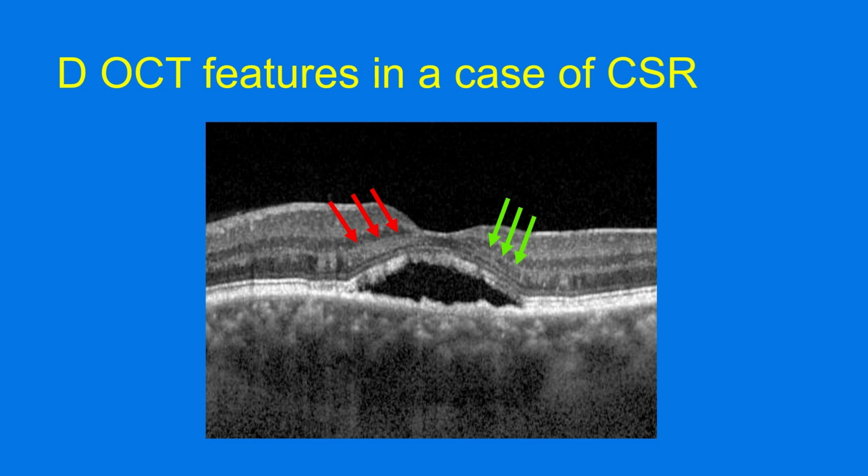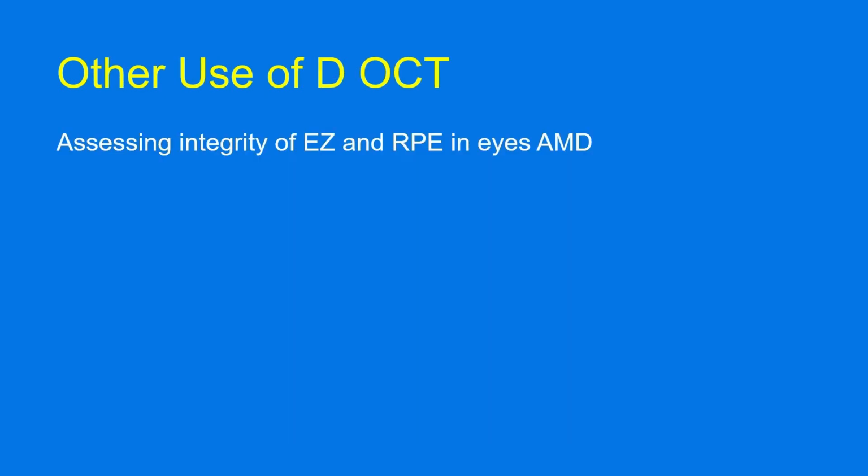So this is not an actual hyperreflectivity or thickening of OPL. Rather, it is Henle fiber layer which has become visible because of its directional reflectivity and because of the tilt of the retinal contour caused by the subretinal fluid, that it is visible on one side and not visible on the other side. Finally, it's not that directional OCT is only useful in imaging the elusive Henle fiber layer. It has also been utilized in assessing the integrity of ellipsoid zone and retinal pigment epithelium in eyes with AMD.